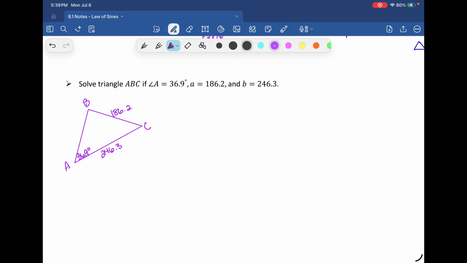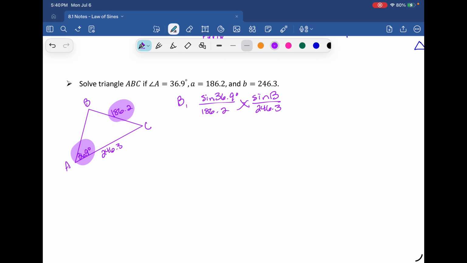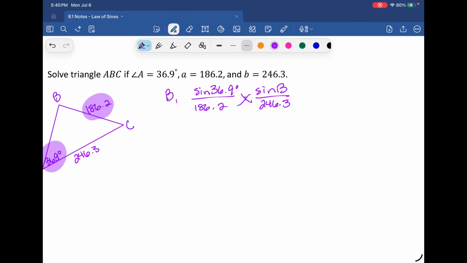With the information that I have, I know angle A and side A, and I've got enough information to find angle B. Since we're assuming there's two triangles, we're going to call this angle B1. Start with what we know. Sine 36.9 degrees over 186.2 equals sine B over 246.3. I had this question come up in class. It is 100% coincidence that we keep solving for angle B first. It just happens to be how we do it.